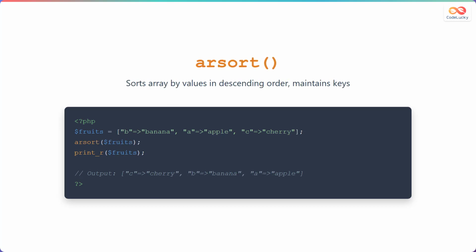Now let's take a look at the arsort function. The arsort function is similar to the asort function, but it sorts the array in descending order based on values while maintaining the key value associations. This means the order of the elements is reversed, but the original keys are kept intact. In this example, we have the same fruits array as before. After applying the function, the array is sorted in reverse alphabetical order by value, giving us C for cherry, B for banana, and A for apple, while preserving the original keys.